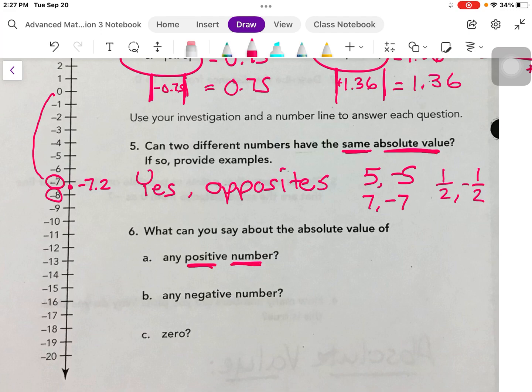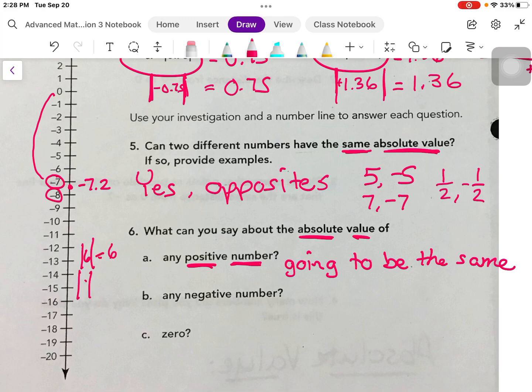What can you say about the absolute value of a positive number? What do you always know is going to be true of the absolute value of a positive number? Well, it's going to be the same number. So if it's an absolute value of 6, it's going to be 6. If it's the absolute value of 9, it's going to be 9. If it's positive, the absolute value is going to be the exact same.